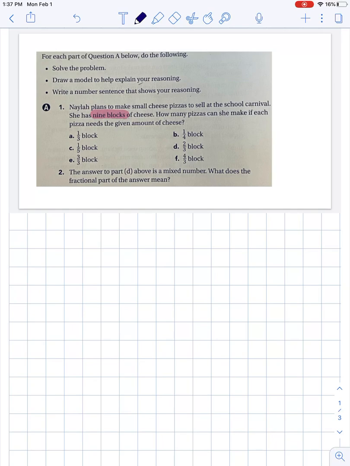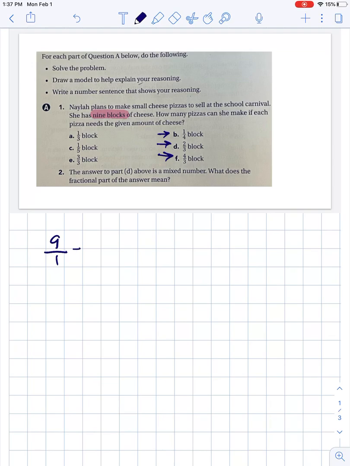With all of these, we're going to start with the total amount of cheese that we have, which is 9 blocks. And for all of them, to write 9 as a fraction is 9 over 1. So we're going to be using 9 over 1 for every one of these. And maybe I'll just do B, D, and F. Those are the ones that we'll review. So let's go ahead and start with B.